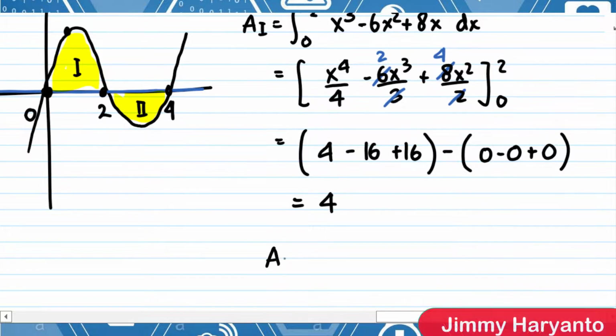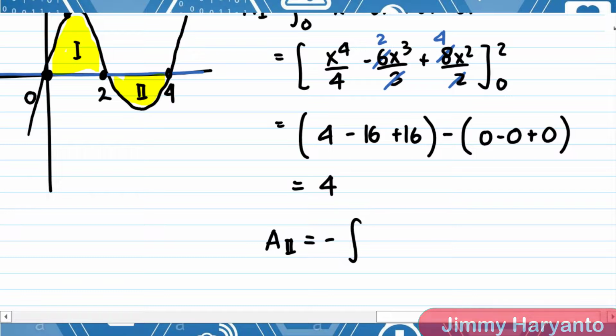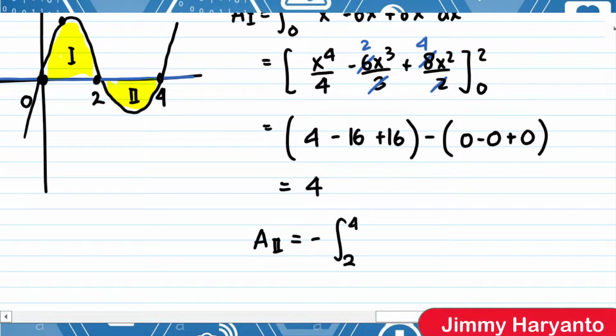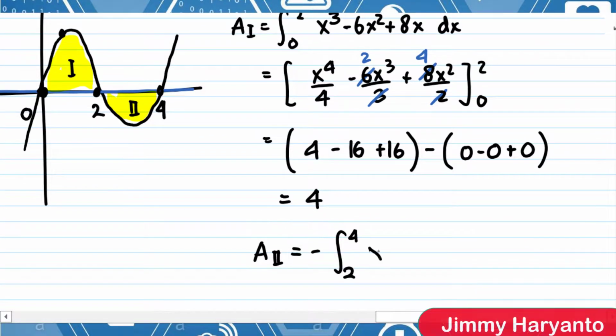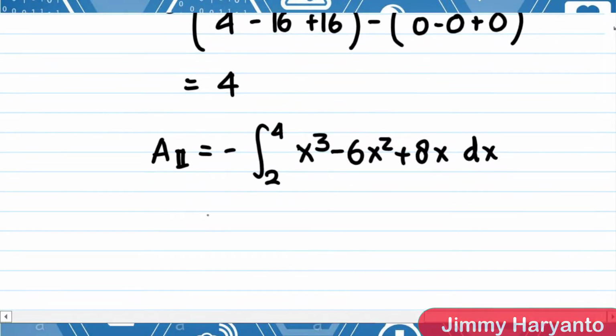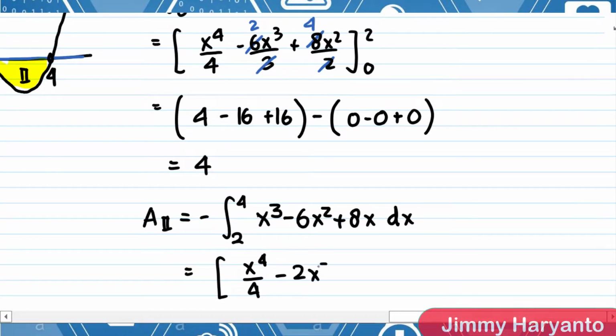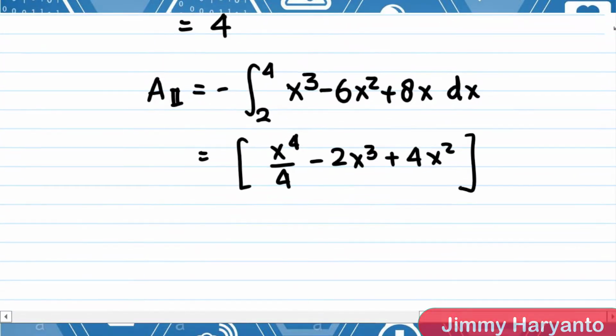Next is area 2. For the area 2, you have to put negative sign in front of the integration because the area is below the x-axis. It will start from 2 until 4 and the function is still the same, x cubed minus 6x squared plus 8x dx. And then the integration will be the same also, like this. And this one is negative 2x cubed plus 4x squared. And then put the 4 and 2.